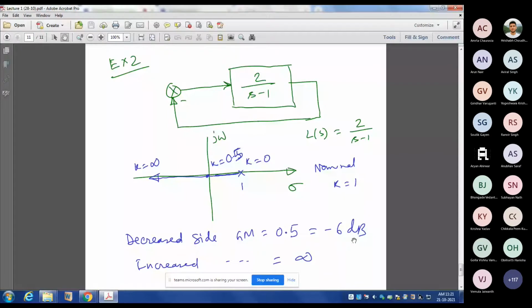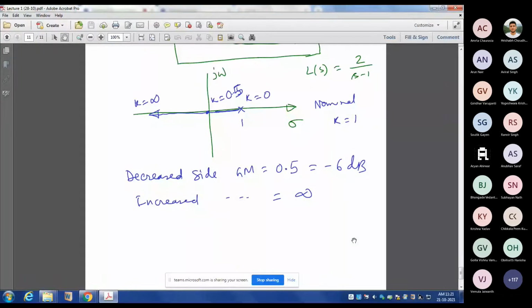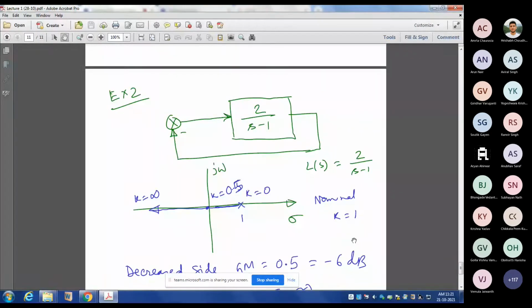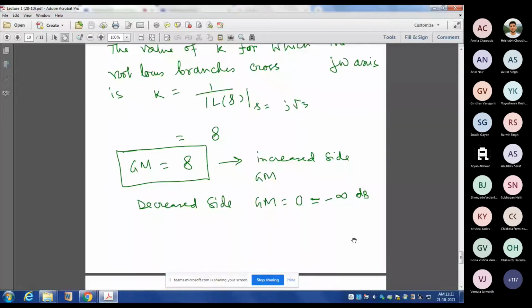The most important information that we must say here: can you say now from these examples when the decreased side or lower side gain margin will be non-zero?